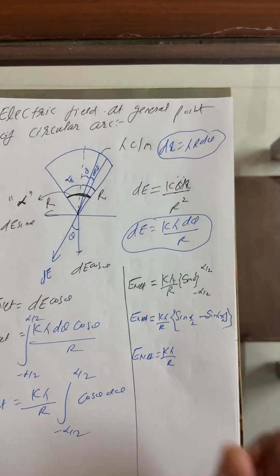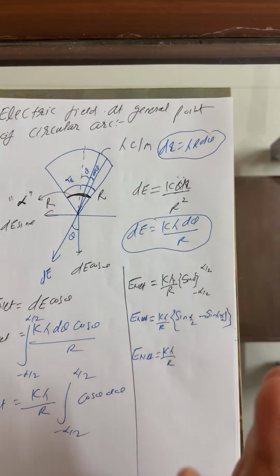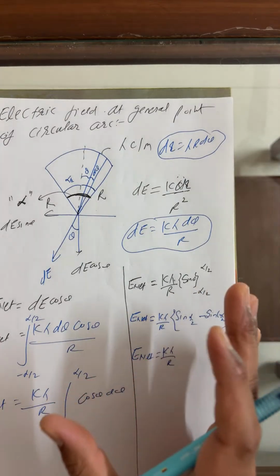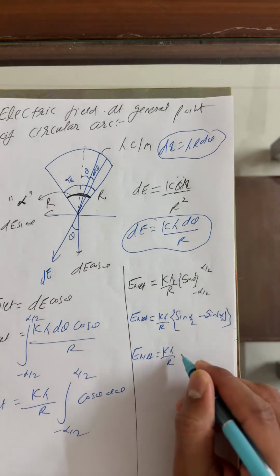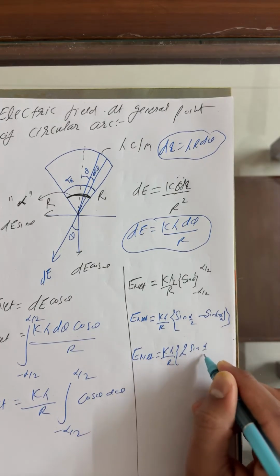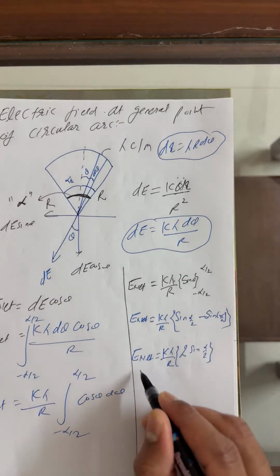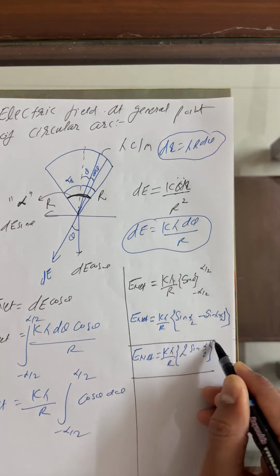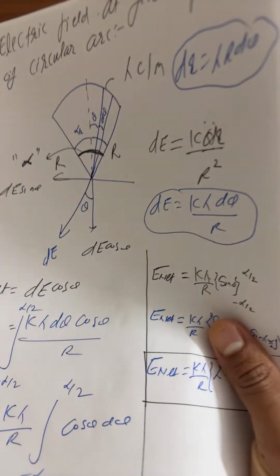Students, this is highly important. Anytime, anywhere, you can visit YouTube, put in the lecture name, and you will get the entire derivation as well. So it is K lambda by R times 2 sine alpha by 2. It is very, very helpful.